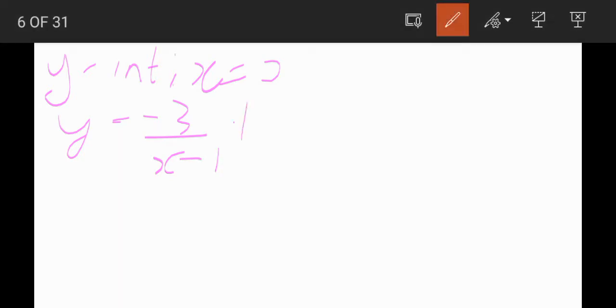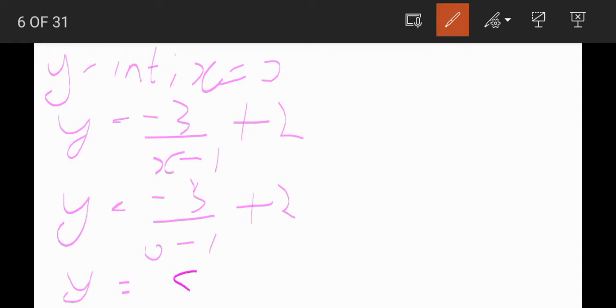x minus 1 plus 2. So to calculate the y-intercept, it's easy. You just make x 0, right? So now you have 1 here plus 2. If you punch that in your calculator, it's going to give you 5. So your y-intercept is (0, 5).